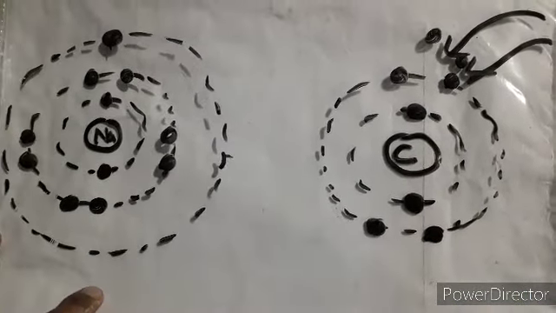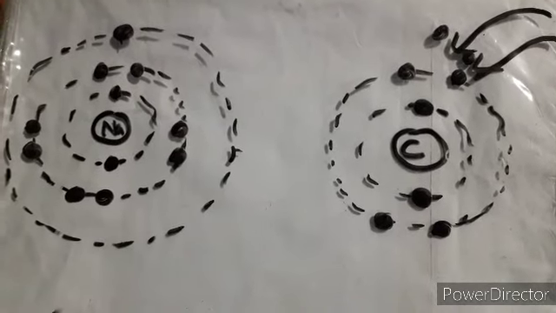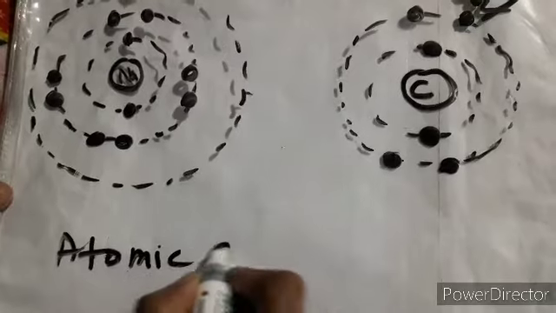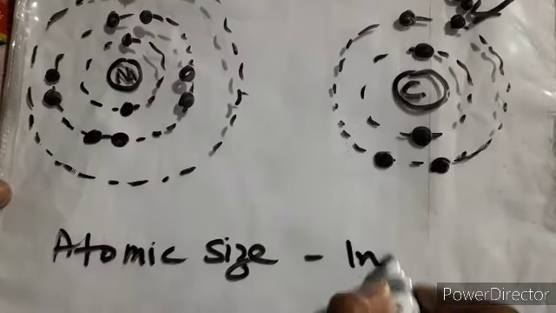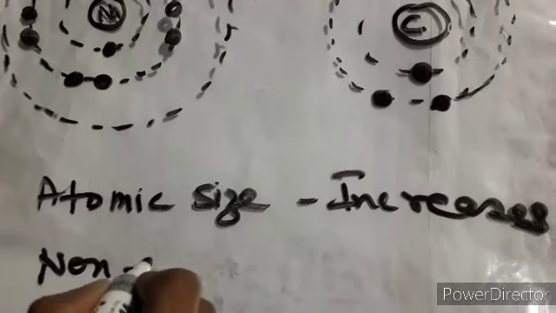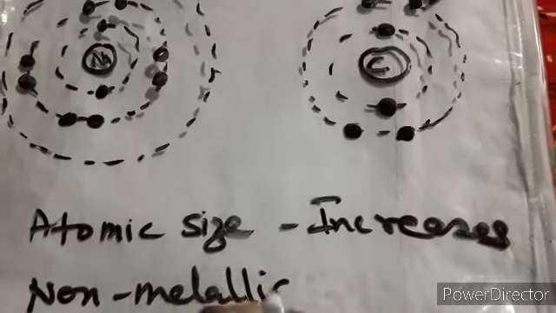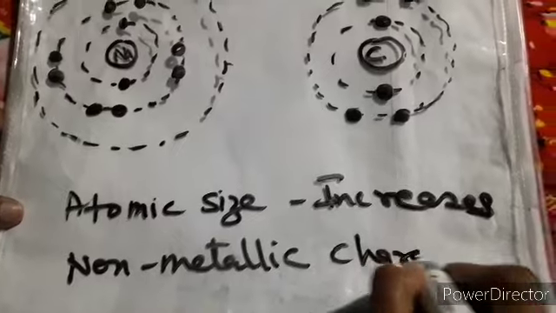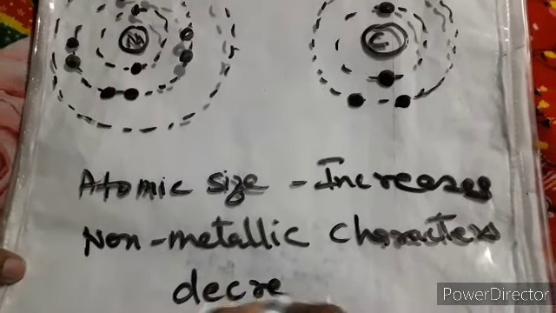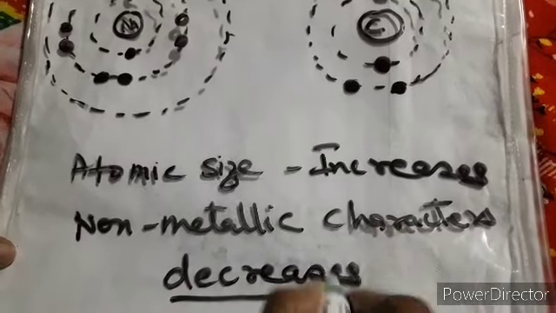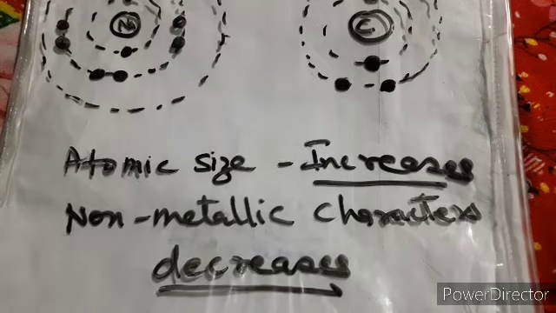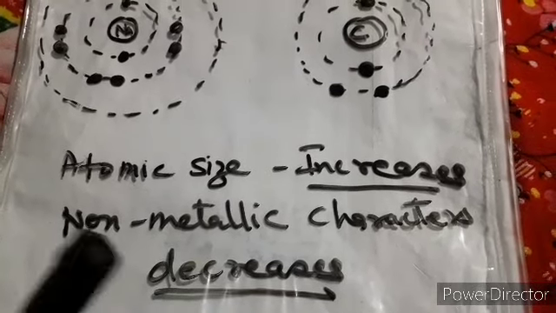So what we saw, when your atomic size increases, your non-metallic characters decrease. So now you must be knowing it, one of the factors: when your atomic size was increasing, your non-metallic characters were decreasing.